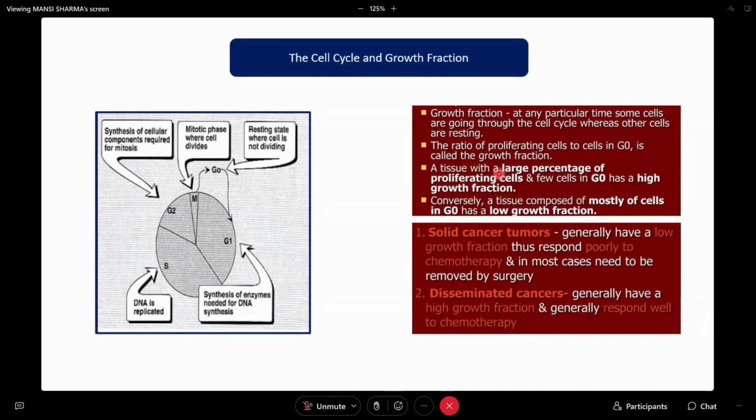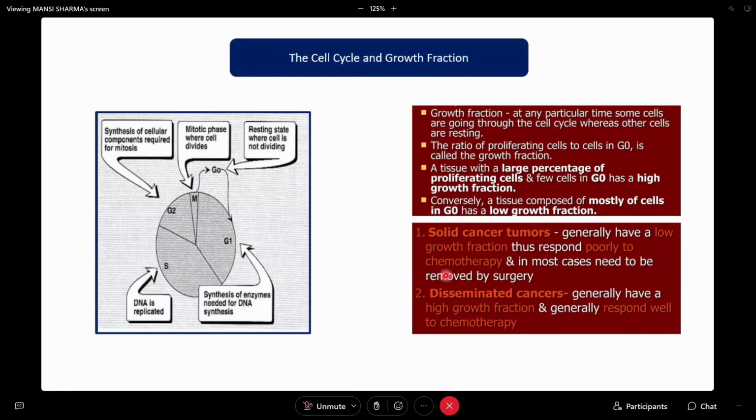The ratio of proliferating cells to cells in G0 is called the growth fraction. A tissue with a large percentage of proliferating cells and few cells in G0 has a high growth fraction, and a tissue composed mostly of cells in G0 has a low growth fraction. So, for example, solid cancer tumors generally have a low growth fraction.